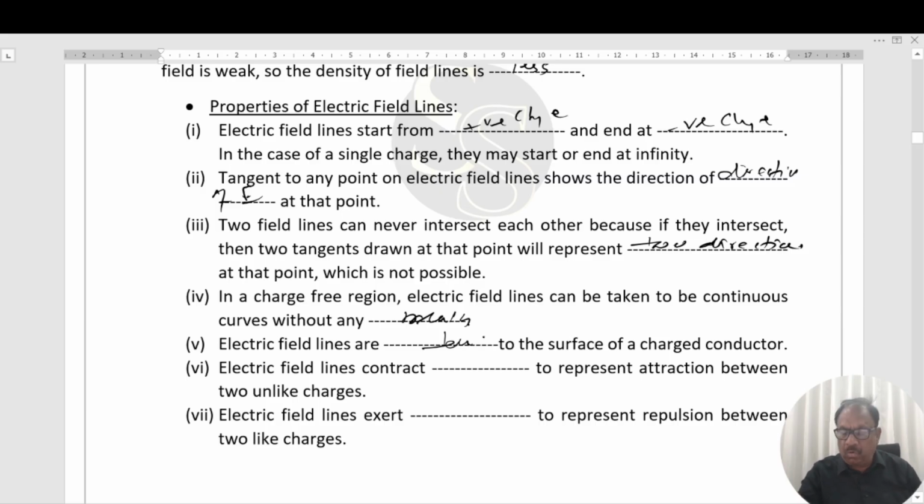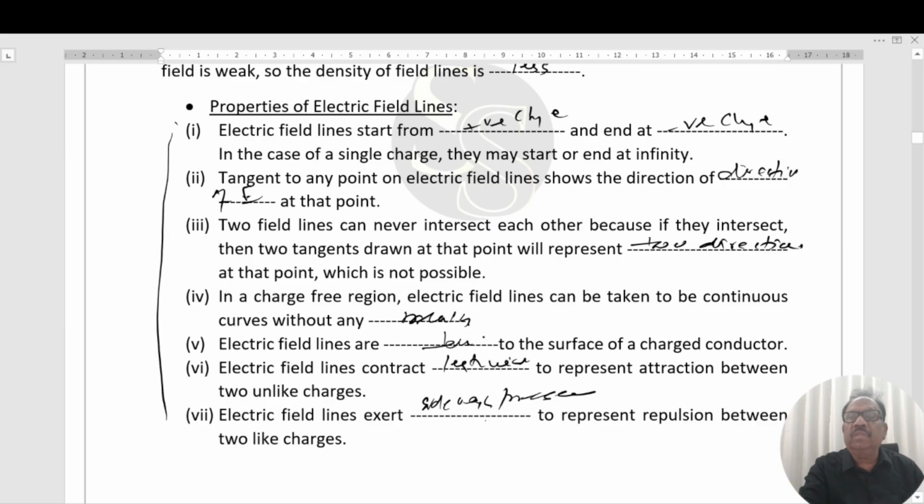Electric field lines contract lengthwise to represent attraction between two unlike charges. Electric field lines exert pressure sideways to represent repulsion. These are the 7 properties I have discussed. Again repeating, electric field lines start from positive and terminate at negative. The direction of the tangent gives the direction of the electric field.